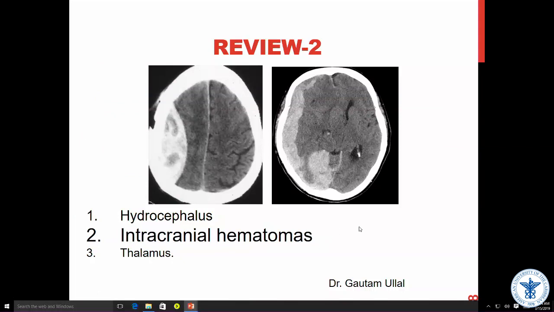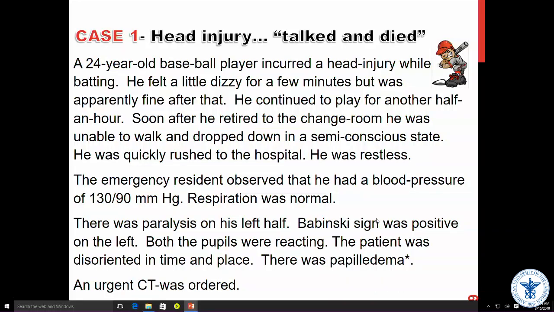Now coming to the intracranial hematomas, why I decided I should talk about this or review this is because it's so very important. I want you to be very clear about this because it's a life and death issue, all right? I have a case. A 24-year-old baseball player incurred a head injury while batting. He felt a little dizzy for a few minutes, but was apparently fine after that, perfectly fine for some time. Continued to play for another half an hour. Soon after, he retired to the change room, he was unable to walk and dropped down in a semi-conscious state. He was quickly rushed to the hospital.